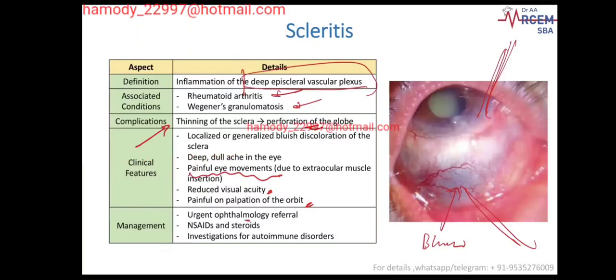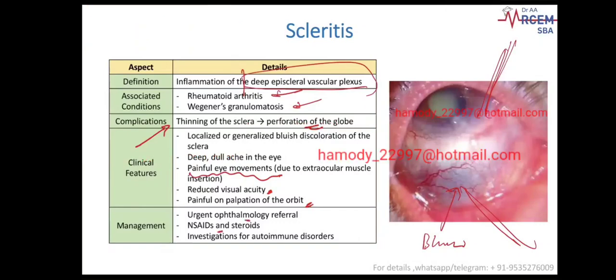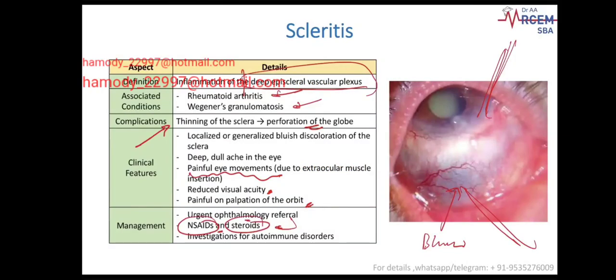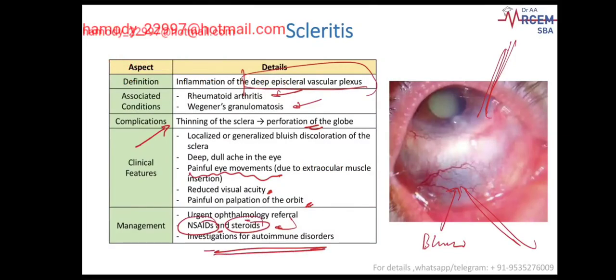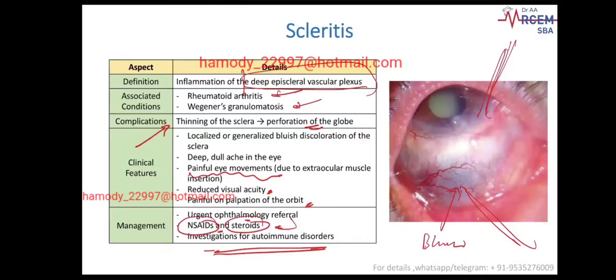Management-wise, refer immediately. Systemic NSAIDs for the pain. Steroids are given only on ophthalmology referral. You need to evaluate for autoimmune disorders like rheumatoid arthritis and granulomatosis with polyangiitis, which are commonly associated with scleritis.